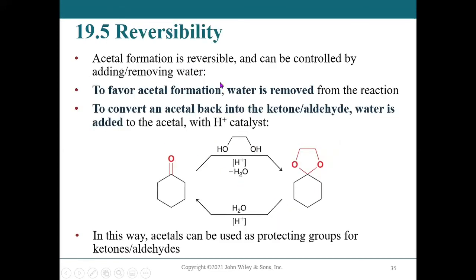Acetal formation is reversible and can be controlled by adding and removing water. To favor acetal formation, water is removed from the reaction. To convert an acetal back into a ketone or aldehyde, water is added to the acetal with an H⁺ catalyst. So here, to produce the acetal, we take water out, just like Le Chatelier's principle. And then to recover the ketone or aldehyde from the acetal, we add water and catalytic acid. In this way, acetal can be used as a protecting group for ketones and aldehydes.